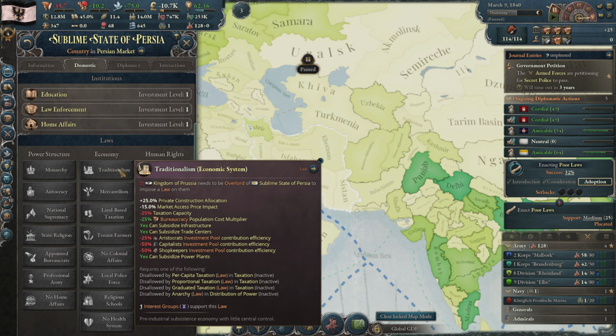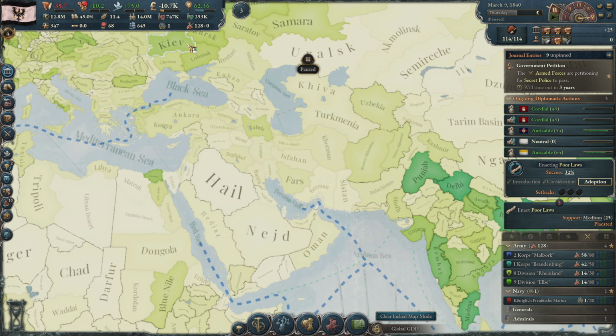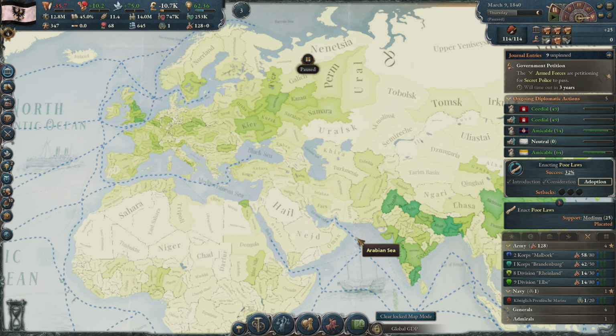Okay, well, you do have the traditionalist economic system. Oh, whoops. Well, that's going to mess things up. You need to get out of that. All right, I may have spoken too soon about Persia, but definitely you can see what hills you have to climb if you're playing a non-industrial nation that's far away from England. You've got these concerns that you have to deal with.